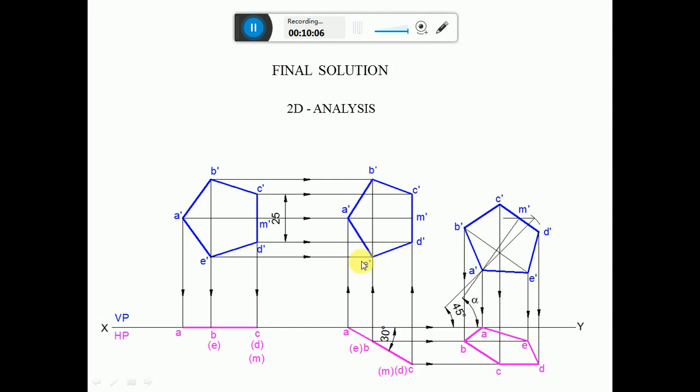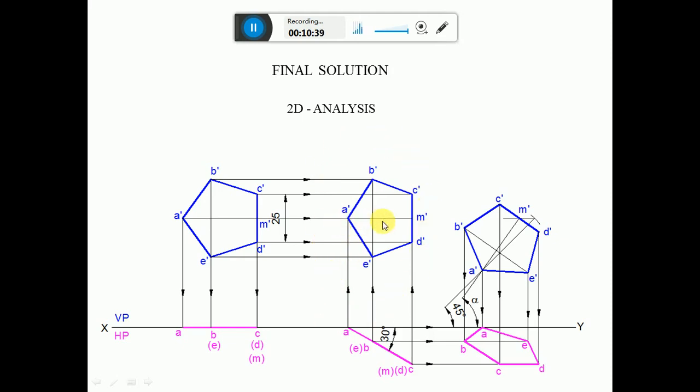Similarly, draw a horizontal projector from D dash and a horizontal projector from C dash, and draw a vertical projector from C and D to intersect at C dash and D dash, and name the points as C dash and D dash. So once you get all these points, then join A dash to B dash, B dash to C dash, C dash to D dash, D dash to E dash, and E dash to A dash with a dark line. So this is going to be the second position front view.